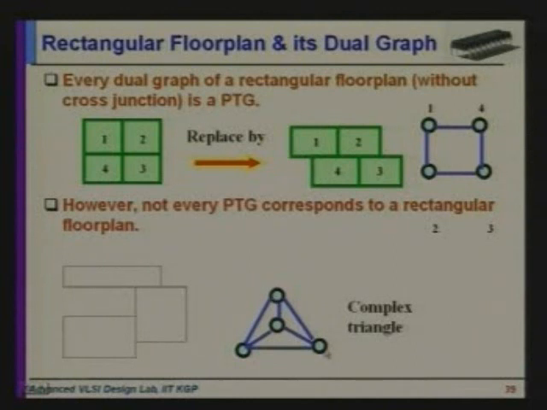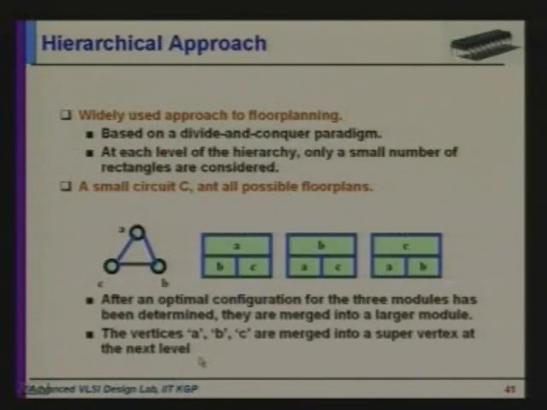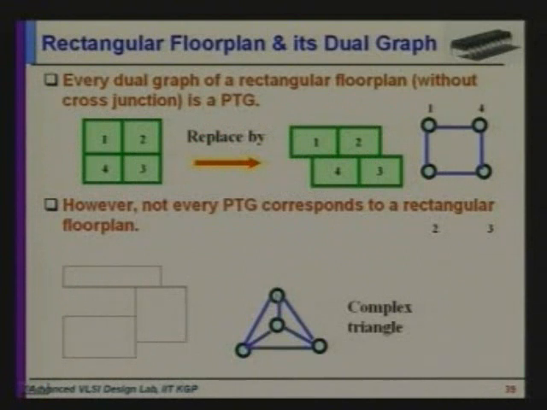Whenever there is an edge, those 2 must be adjacent. So, suppose this vertex represents this rectangle. This vertex represents this, and this vertex represents this. So, these are adjacent, but because this node in between needs to be adjacent to all 3, I cannot keep this block adjacent to this above block. Got it? So, I cannot have a rectangular floor plan corresponding to this complex triangle.